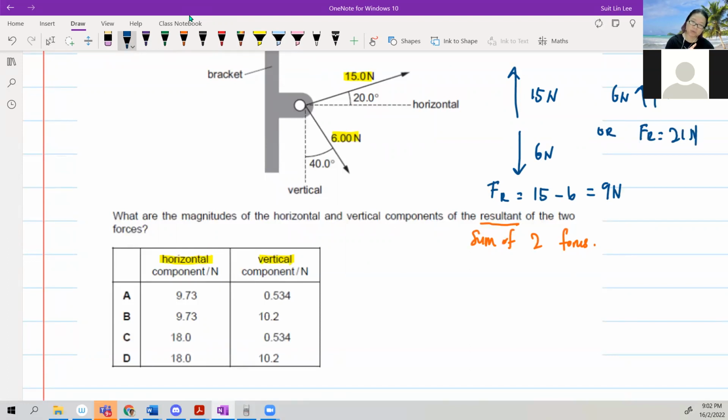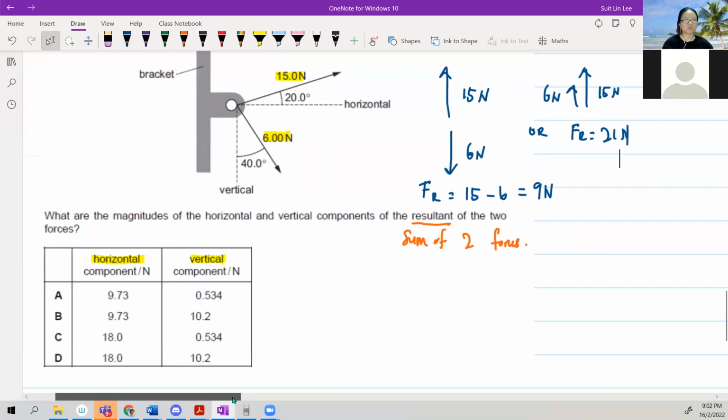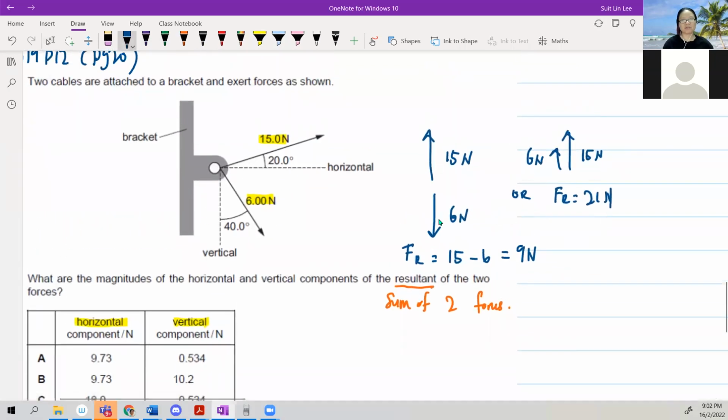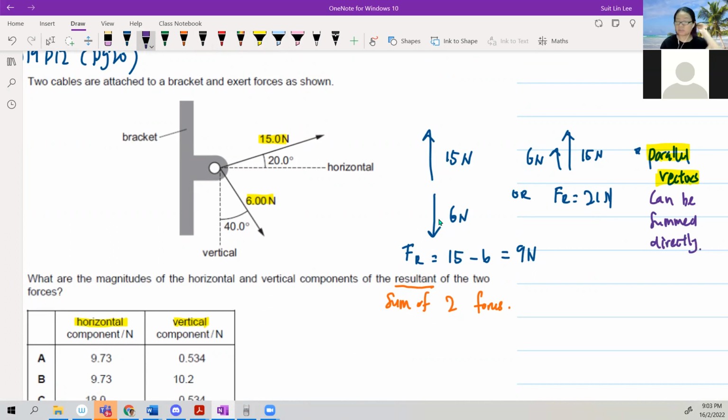So when the vectors are parallel, no problem, we can just add. So I'll just make a note here. Parallel vectors are the best. And parallel vectors are what we hope to find, because parallel vectors can be summed directly. That means I can add the magnitudes directly. No need to think too much. Your life was this easy, right? So either 15 minus 6 or 15 plus 6. But now they're in this weird neither here nor there direction.